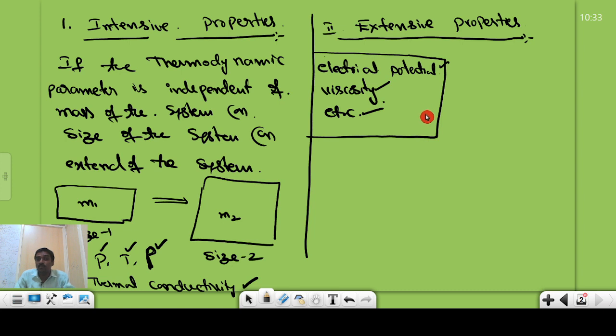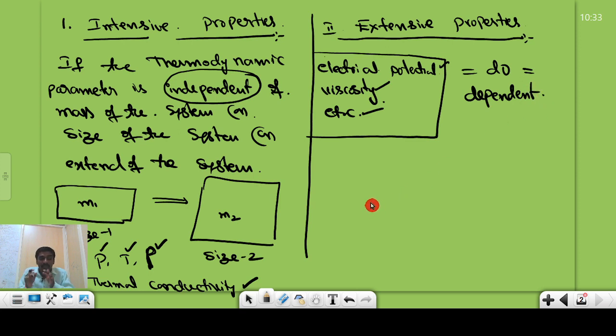Now come to the extensive properties of the system. Here the word is dependent, where before it was independent; we write the same definition. So they will depend on the size of the system. If the thermodynamic parameters are dependent on the mass of the system, or size of the system, or extent of the system, then those parameters are called the extensive properties of the system.